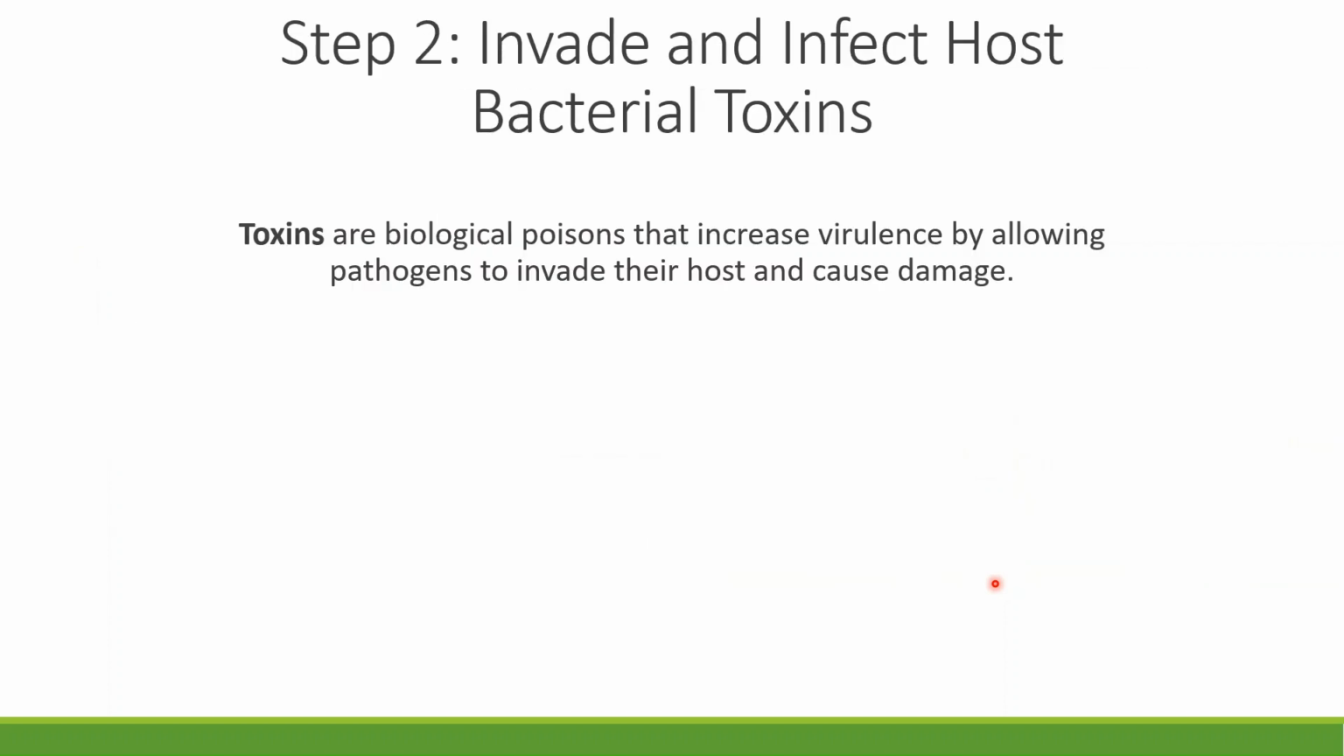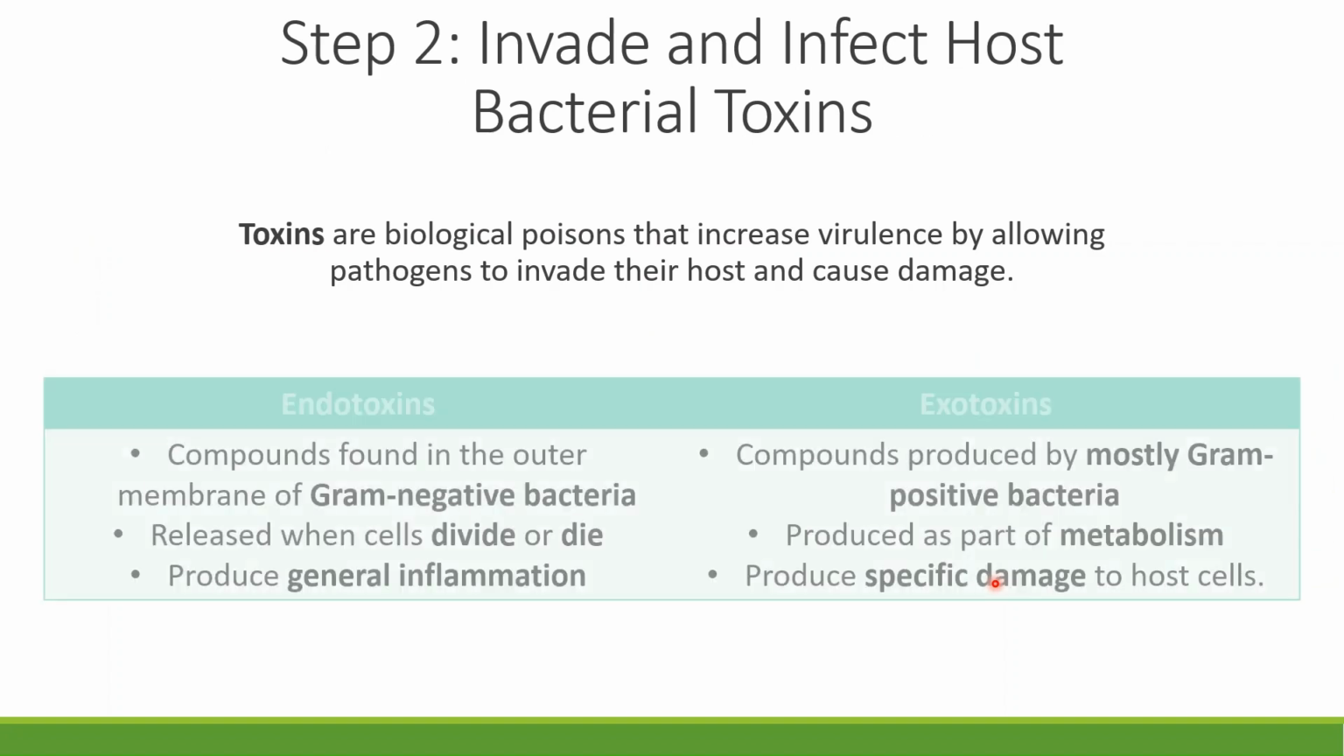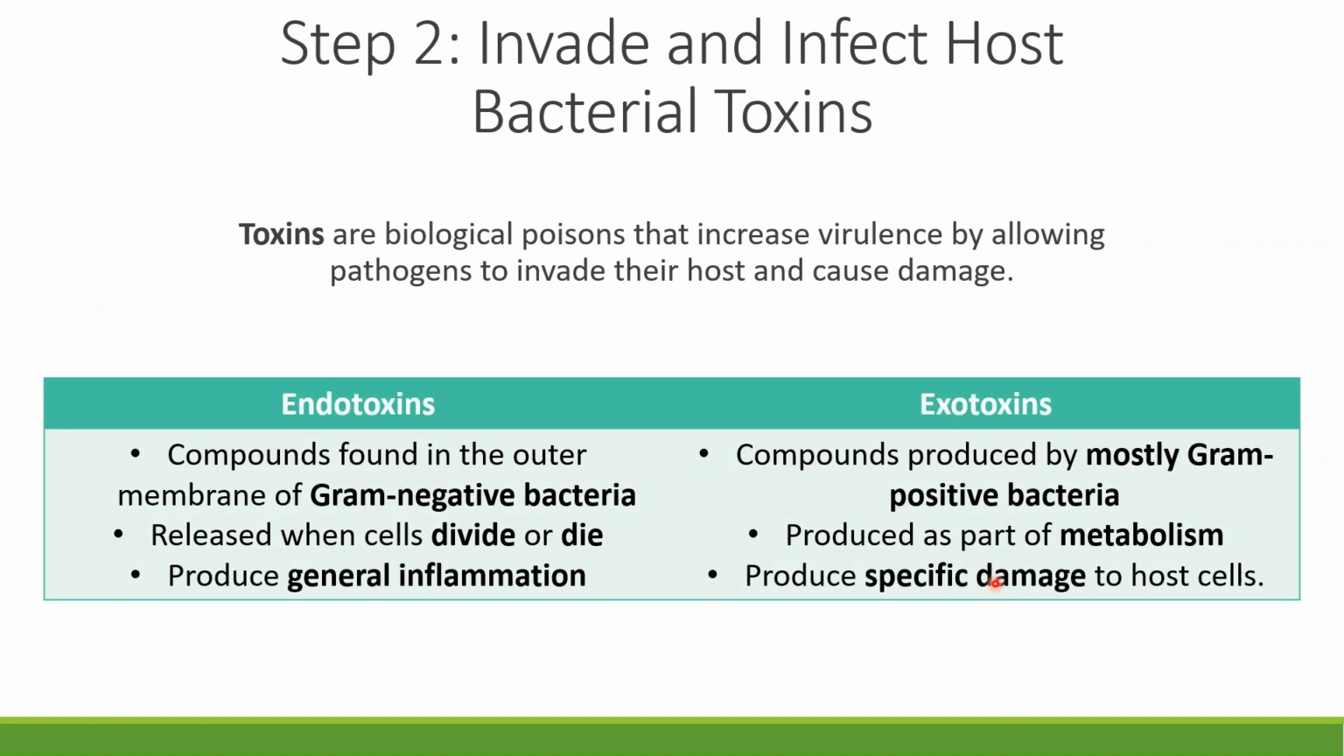So, moving right along and talking about toxins. Toxins are biological poisons, and those can increase the virulence by allowing those pathogens to invade their host and cause damage. Here are two broad categories of these toxins. One is called endotoxins, and the other is exotoxins. So, in general, every toxin can be put into these two categories.